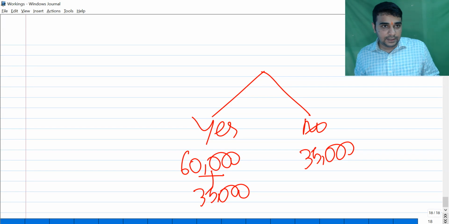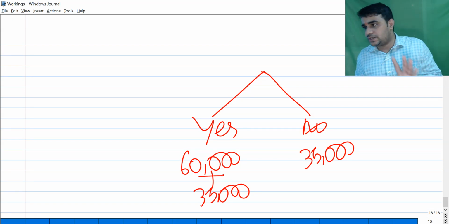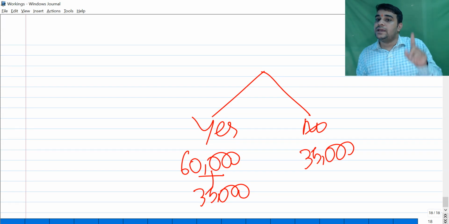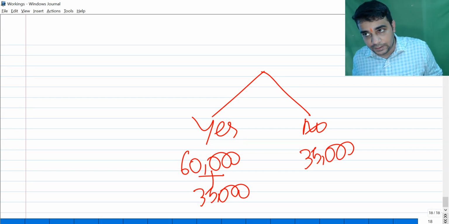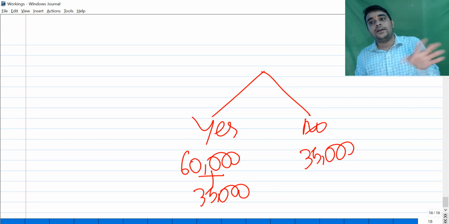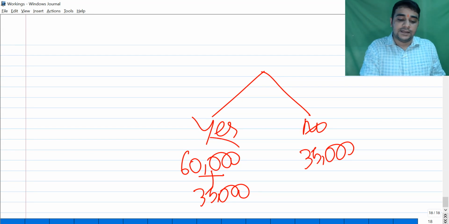Or they can say if they continue for 1 more year, redundancy pay will be 20,000. Something could be mentioned in the question. If nothing is mentioned, yes scenario 60 plus 35, no scenario 35. Relevant cost is the difference, which is only 60,000.